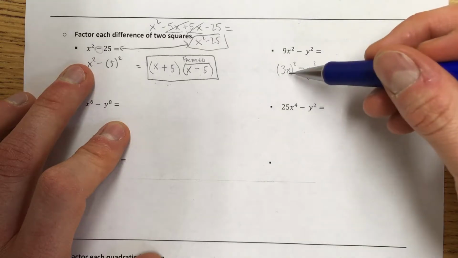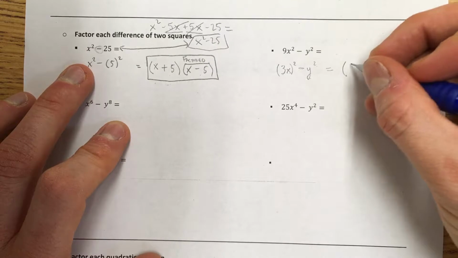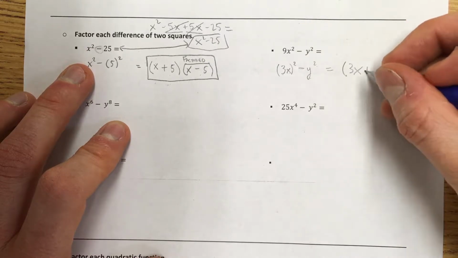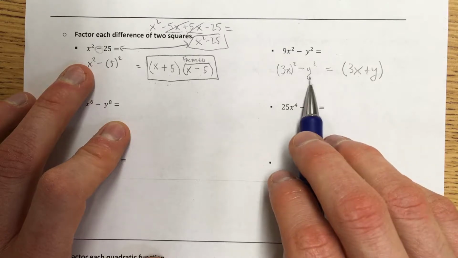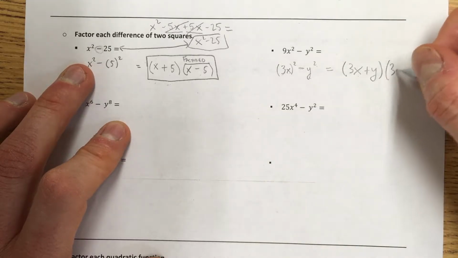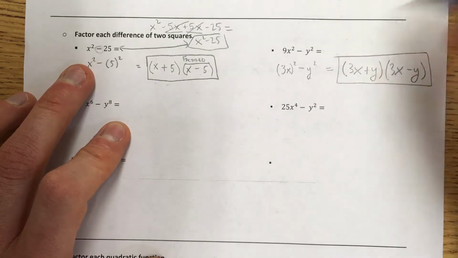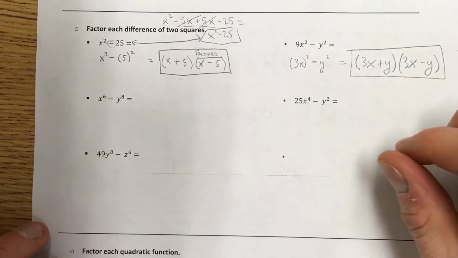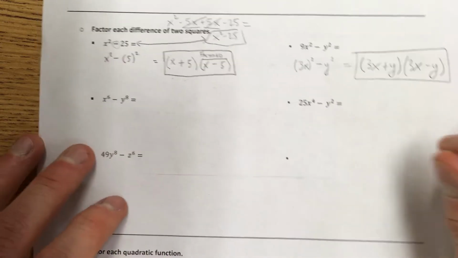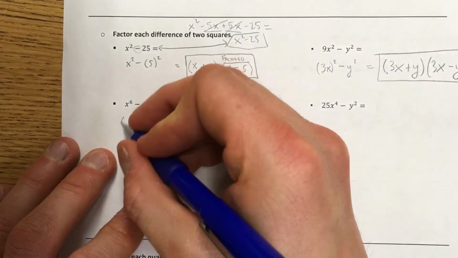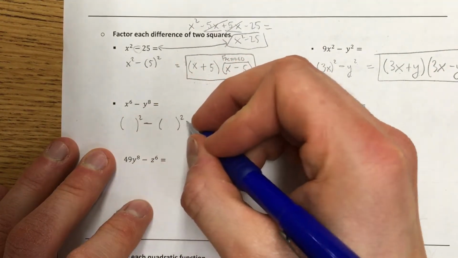And now that you have a quantity squared minus another quantity squared, this would factor as 3x plus y, because 3x is the quantity that's being squared, y is the quantity that is being squared, and 3x minus y. Talk you through this one a little bit and then let you try these two on your own. Similar thing. Think about trying to rewrite this as something squared minus something squared.